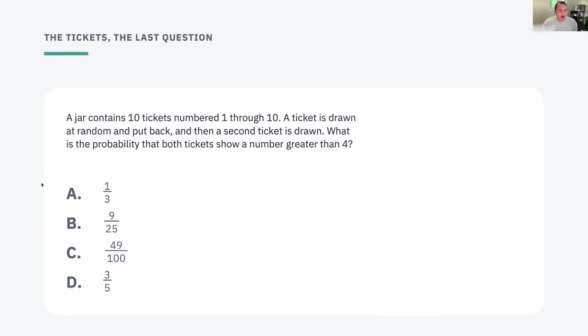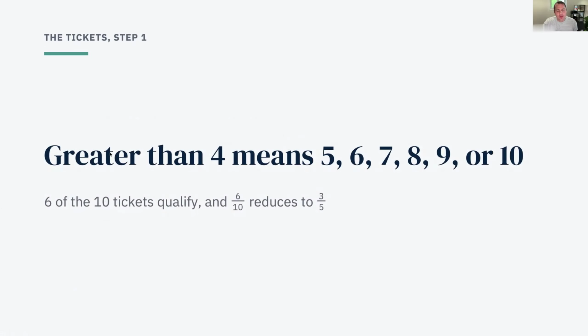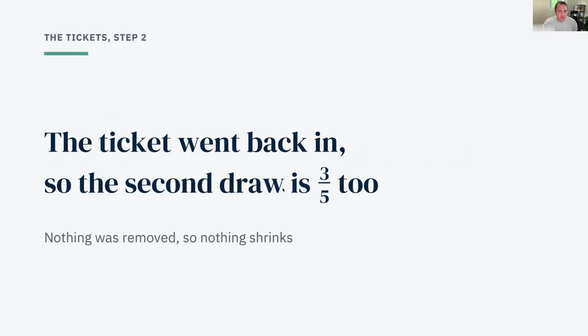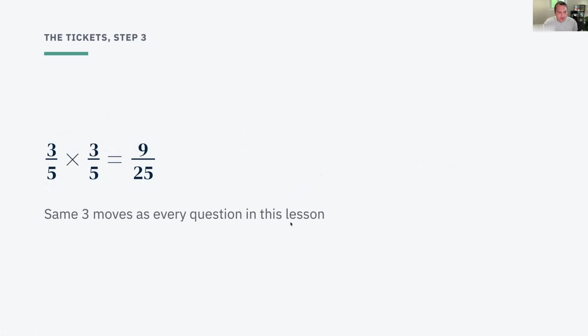So that's the process that we want to think through. On the next few slides, we outline this. So 6 of the 10 tickets qualify. So we have 3/5. If you do see 6/10, you don't have to do this, but it will save some time later. You should be able to see that reduces to 3/5 because you can divide the numerator and the denominator by 2 and get an integer. So we have 3/5 times 3/5, which is just equal to 9/25.